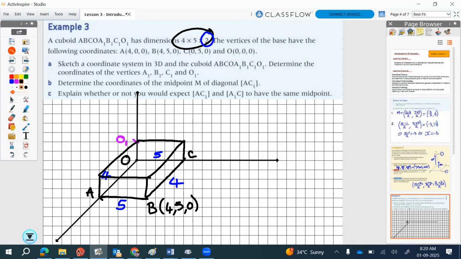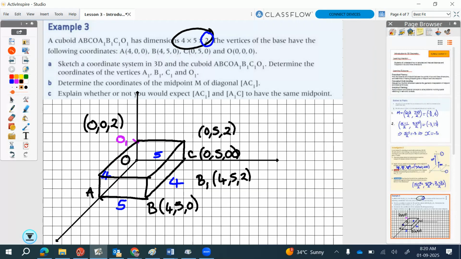So the coordinates of these different points: this one is going to be 0, 0, 2. C was at 5, 0, 0. No, it wasn't. It was at 0, 5, 0. So this one is going to be at 0, 5, 2. B is here, so this one, B prime or B1, is going to be at 4, 5, 2.